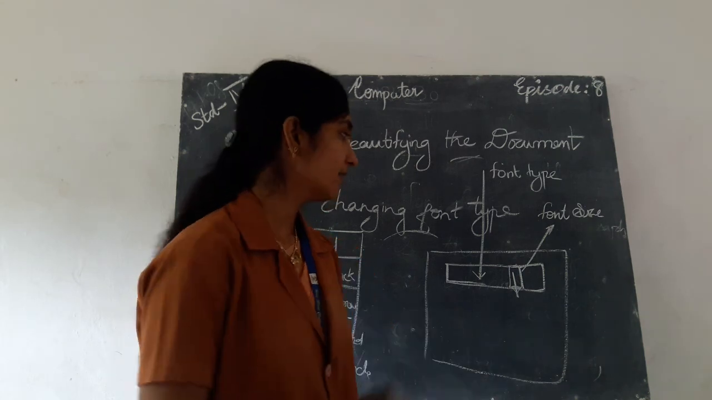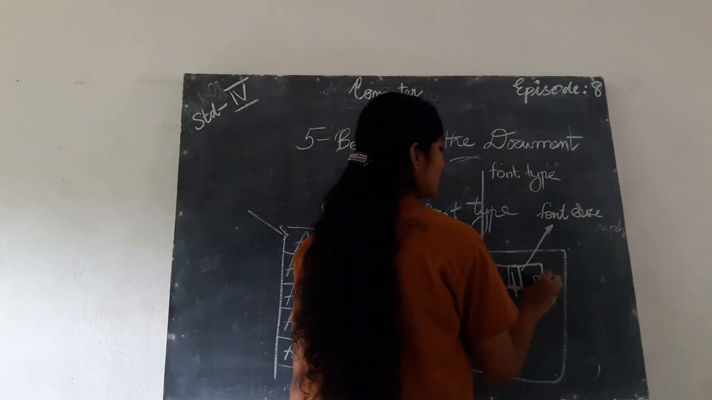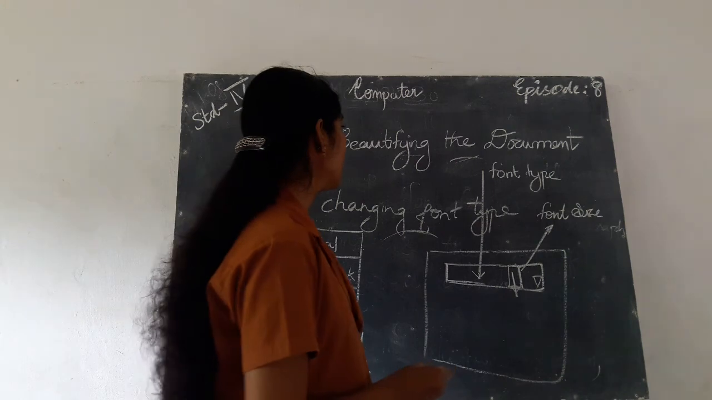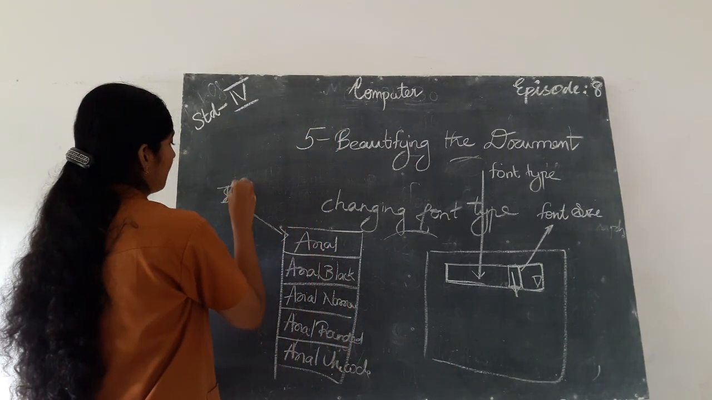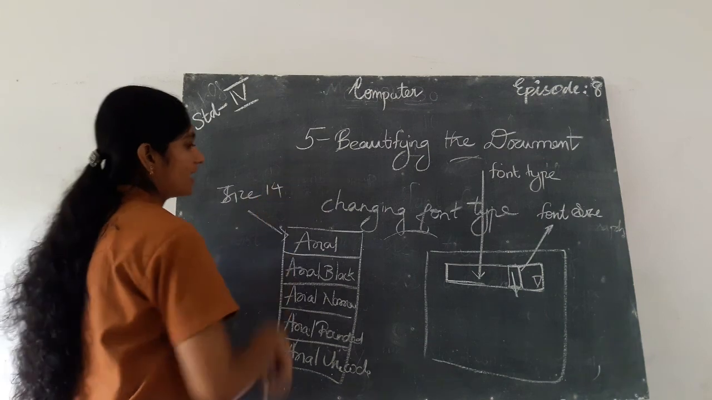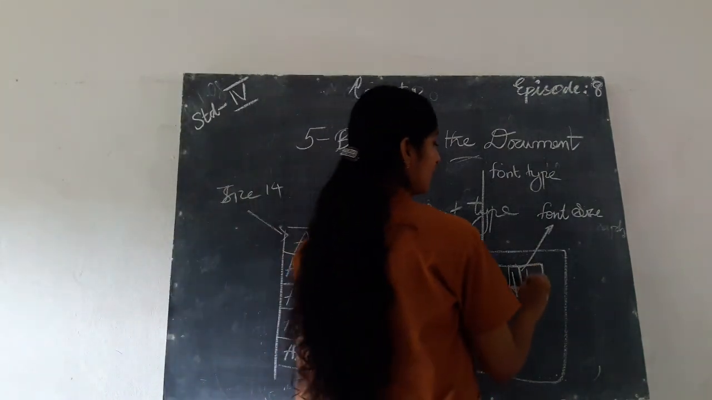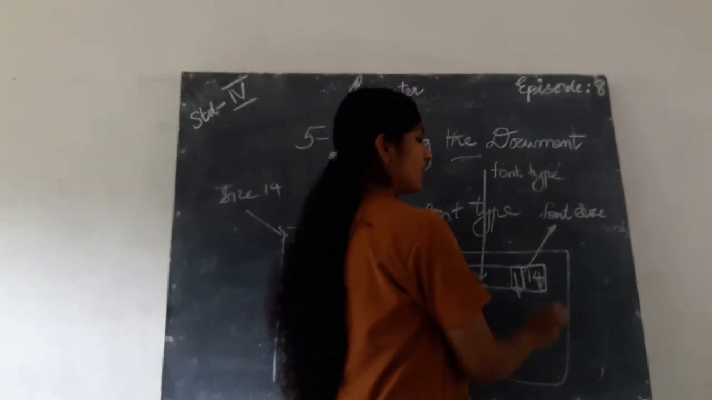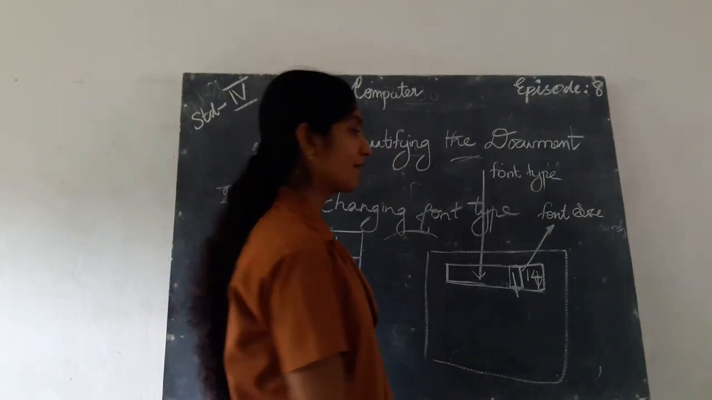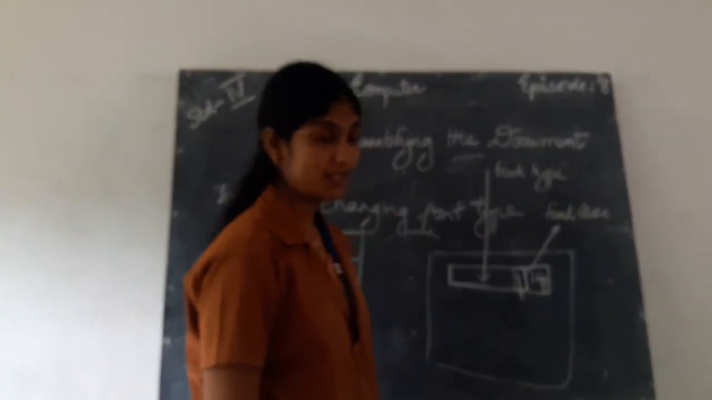For example, there is also a drop down list. If you want size 14, you can select 14 here, and then you can select any number or any size from this drop down list, that is font size.